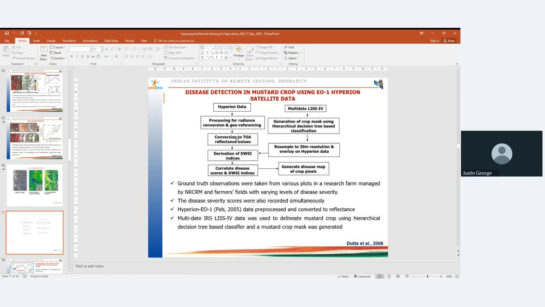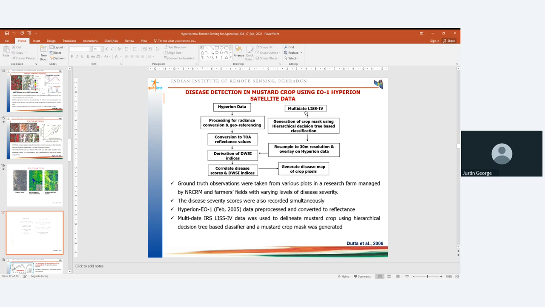They converted the radiance to top of atmosphere reflectance, and the disease water stress index, this is something which they have devised. Simultaneously, they have used a multi-date LISS-4 image of the same area for generation of a crop mask using a decision tree-based classification. They have resampled to 30-meter resolution, so both the data will have the same resolution. Ultimately, they correlated the disease scores with the disease water stress index and generated the disease map of the various crop pixels.